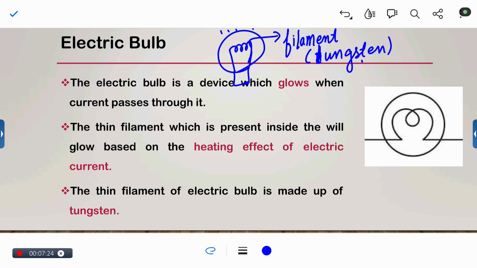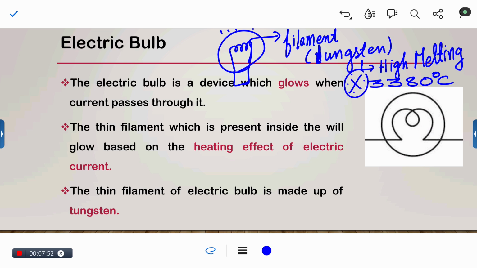Reason, tungsten is having a high melting point. So they'll be asking the question, why is tungsten exclusively used in the incandescent bulb? Reason, the melting point of tungsten is high. And what is the melting point of tungsten? 3380 degree Celsius. Remember this value. What is the melting point of tungsten? 3380 degree Celsius. Since the melting point of tungsten is high, that is the reason they are using it as a filament in the bulbs.